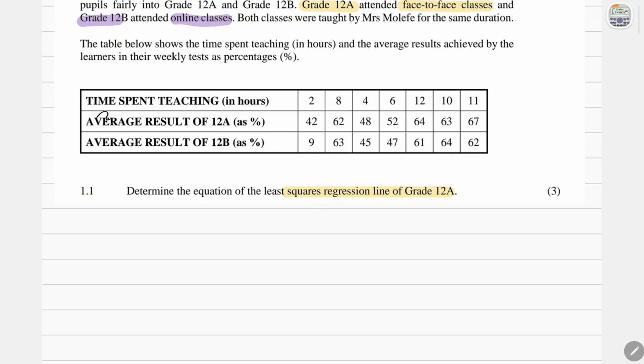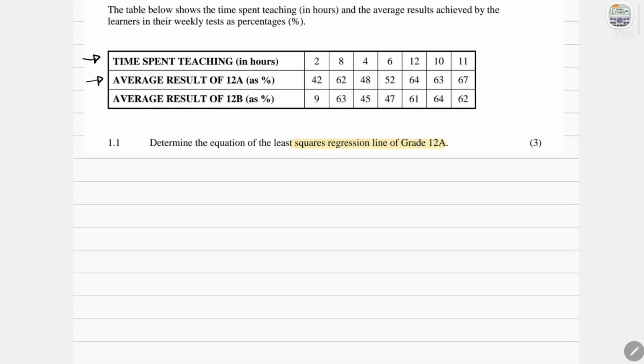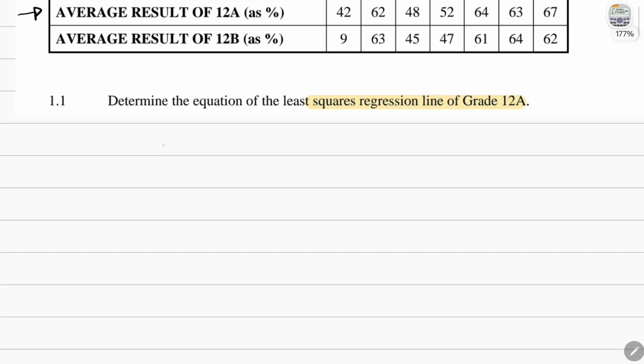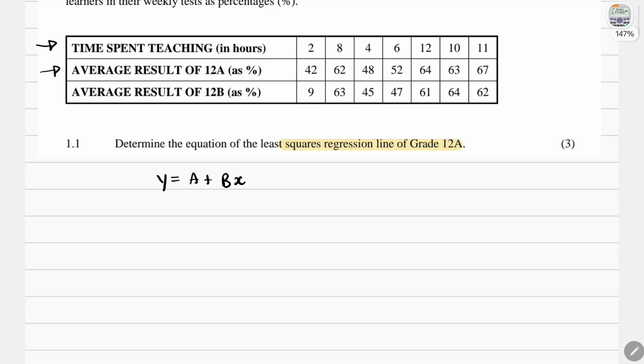So looking at grade 12A, we're looking at their results compared to the time, the hours spent teaching. To find the equation of the least squares regression line, this is the equation: y is equal to a plus bx. So we need to find the value of a and b, and we can find that on our calculator by putting these values in.